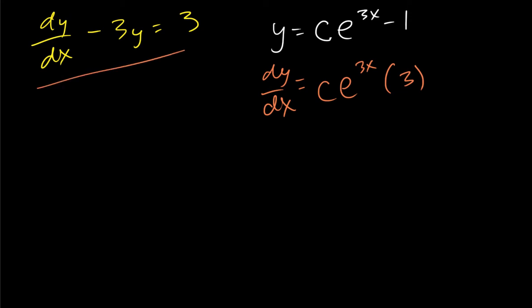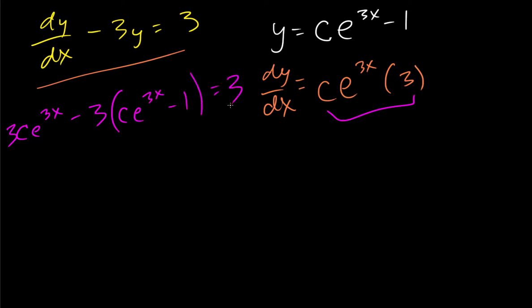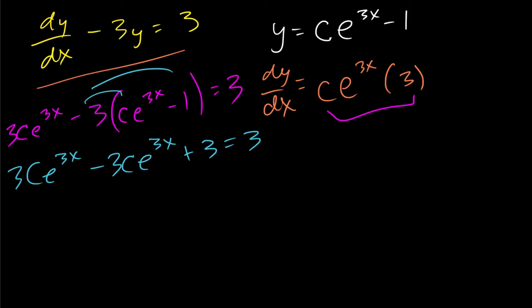This negative 1 will just go to 0. Now we're going to plug in the stuff we know over here. So we get c, or 3c, if I bring the 3 over here, e to the 3x minus 3 times y, which is c e to the 3x minus 1 equals 3. Alright, distribute the negative 3. This is the same as this, just negative, so they cancel. We end up with 3 equals 3. So that means that we have all real solutions for all values of c.